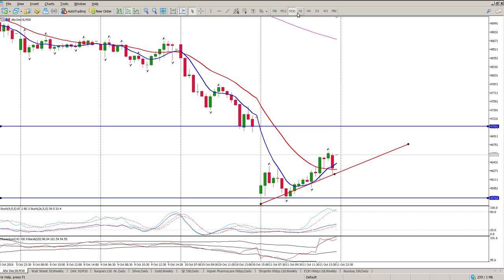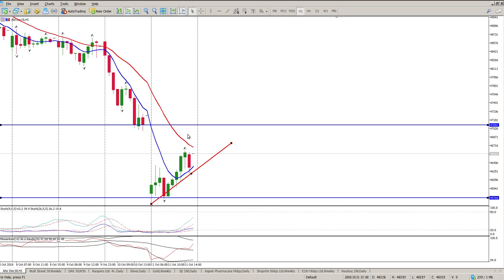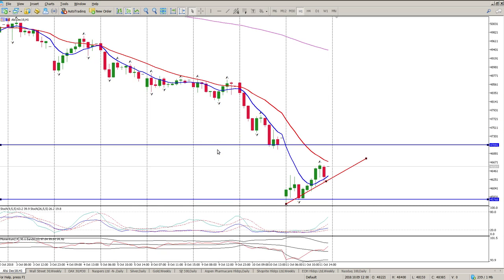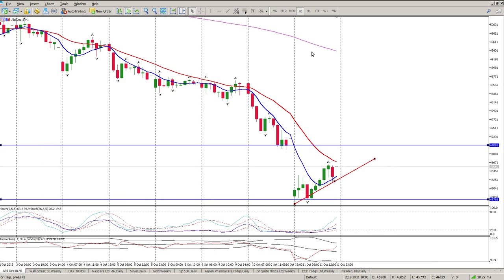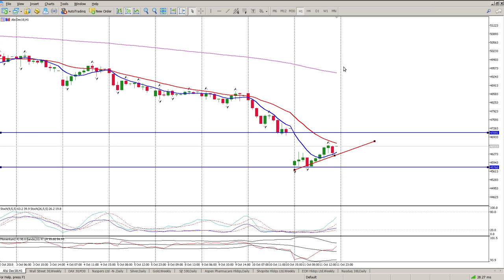What I'd like to see on the hour is us get through this moving average, come back and test it and hold it. Then I'll start looking for trades to the upside. I can't even give you levels to watch at the moment, because a break of this fractal is not a strong signal for me, because it is below the moving average. So that's me for today. Probably doesn't help you, sorry about that, but I'm of the opinion to wait and see.